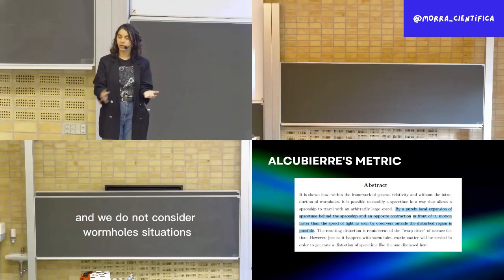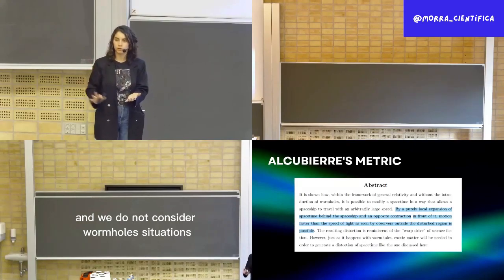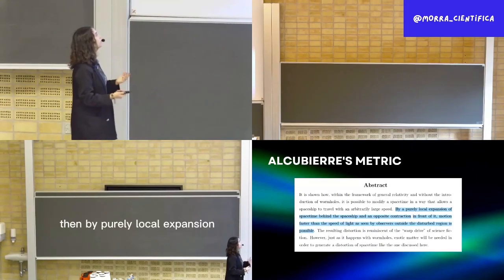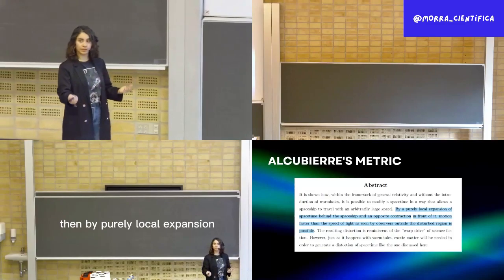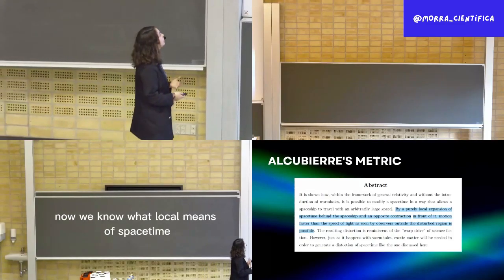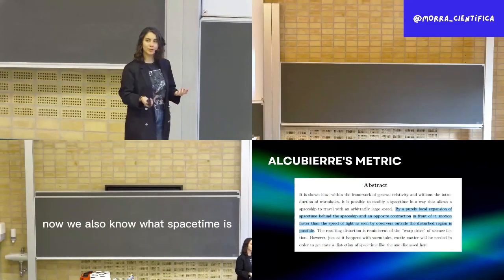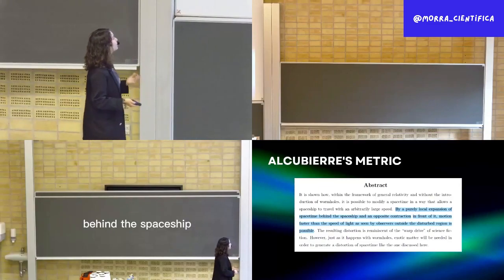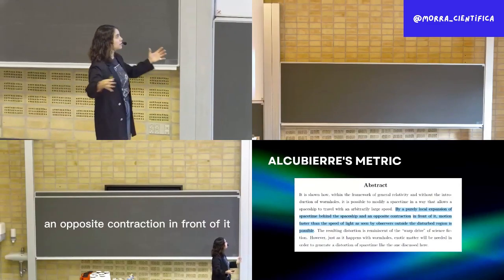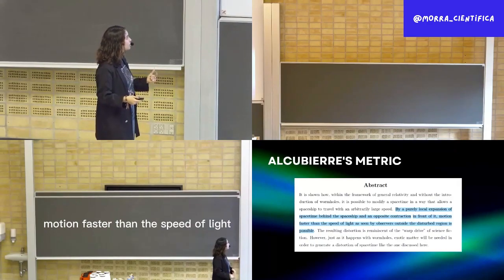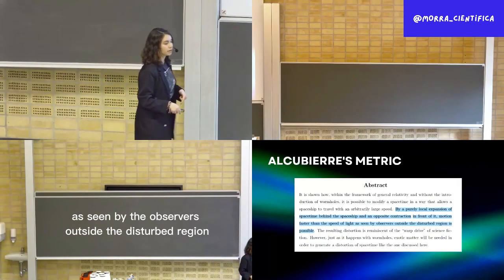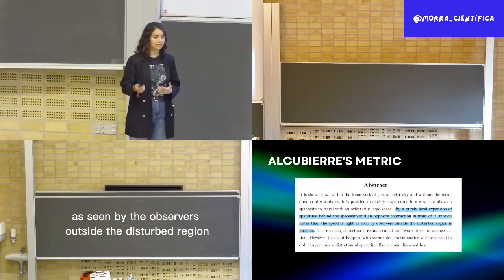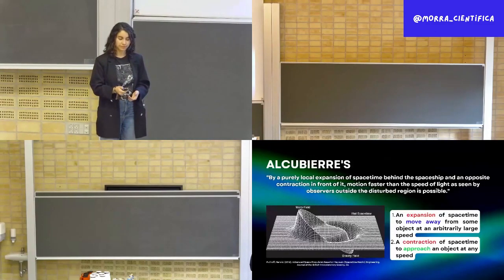If we are only in the general relativity framework and we do not consider wormhole situations, then by purely local expansion of space-time, now we know what local means, and now we also know what space-time is, behind the spaceship, and an opposite contraction in front of it, motion faster than the speed of light, as seen by observers outside the disturbed region, is possible.